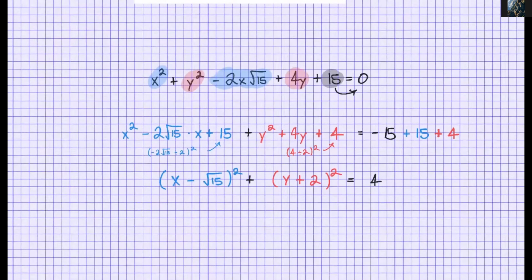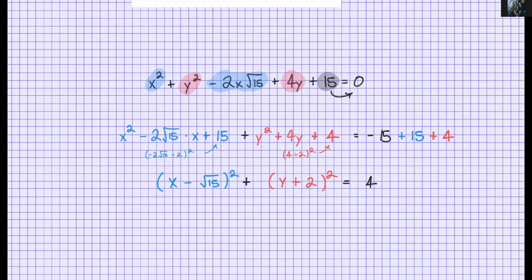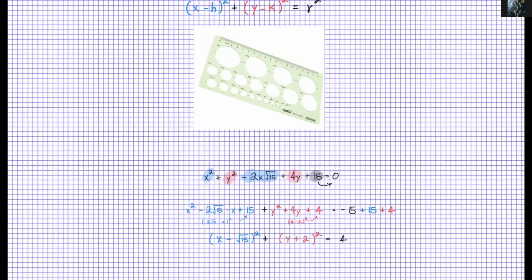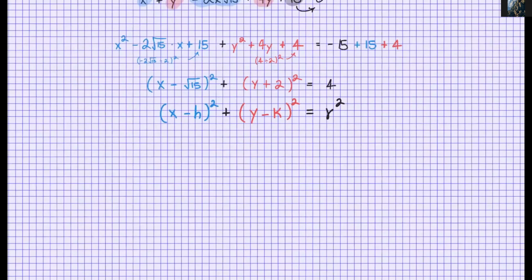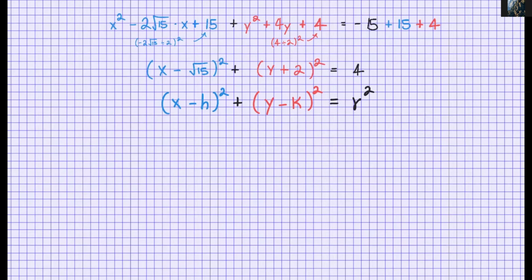Now, if we take our equation, the standard form of the equation, let's bring it down here. Let's establish the values for our variables. And here, h will be equal to the square root of 15. K is equal to negative 2. And the radius will be equal to 2.